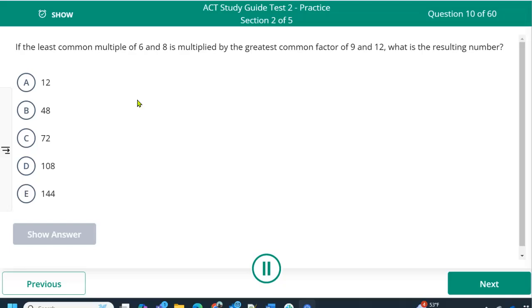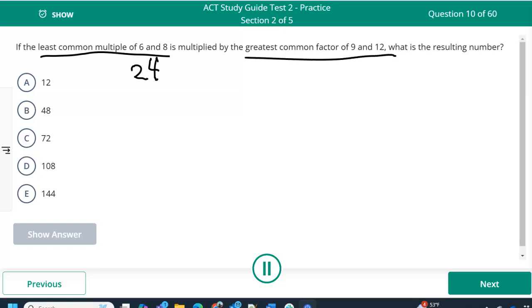If the least common multiple of 6 and 8 is multiplied by the greatest common factor of 9 and 12, what is the resulting number? Least common multiple of 6 and 8 is going to be what? 12, 18, 24, yes. So that would be 24. Greatest common factor of 9 and 12. 9 doesn't have a lot of factors, so the greatest common factor there is 3. Now, if we multiply those together, 24 times 3, we're going to get 72, which is answer C.